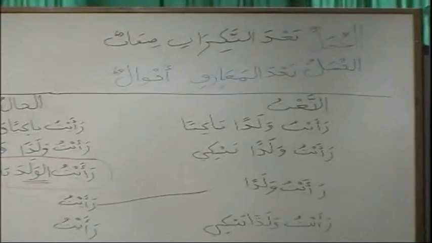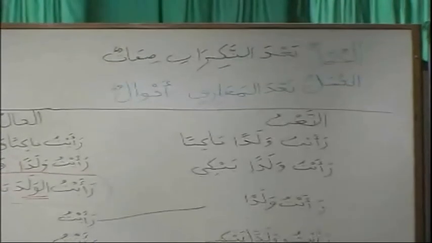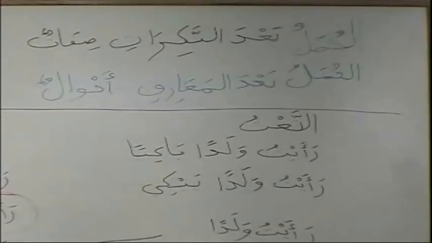Brothers and sisters, I have written something on the board. I want you to understand. We have talked about it many times, but now we are going to study it in detail. Al-Jumalu. What is Al-Jumalu? That is the plural. Singular is Jumlatun. Plural is Jumalu. Al-Jumalu ba'dan nakirati.